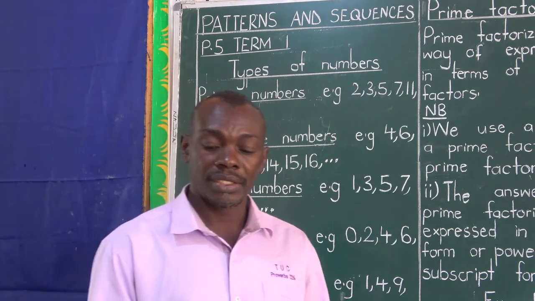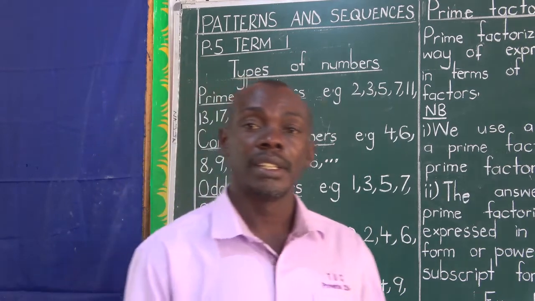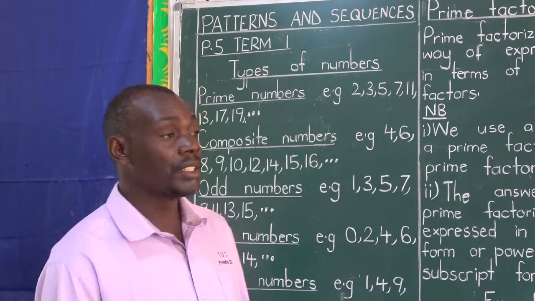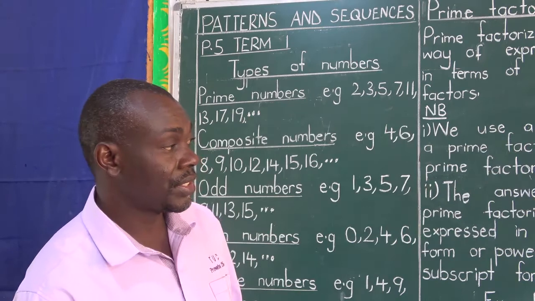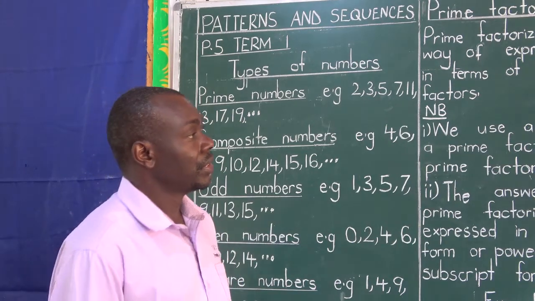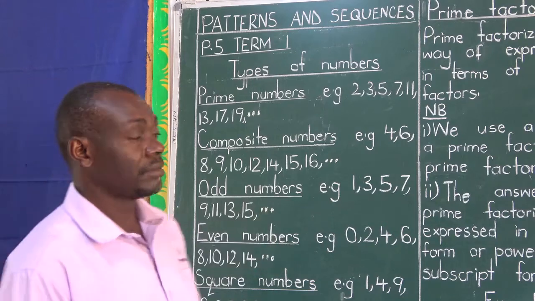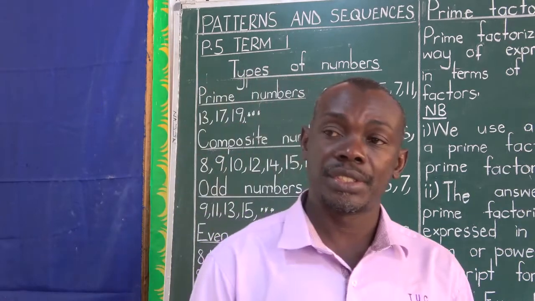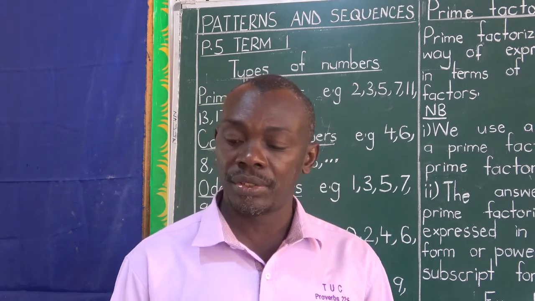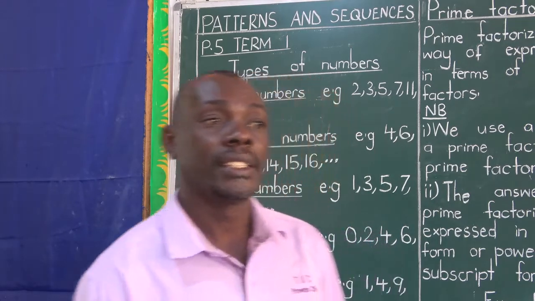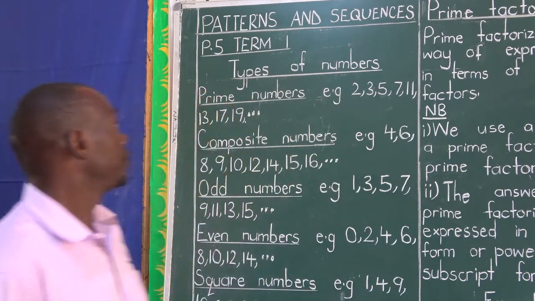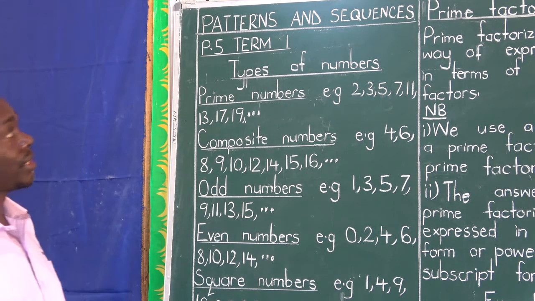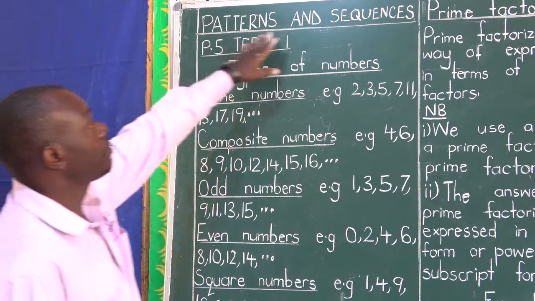Today I've come with patterns and sequences in this P5 class, which work will be found on page 78 all the way to 99. That is, if you followed this video properly, you would be able to answer all the activities for the said pages of 78 all the way to page 99 of that workbook of our P5 term 1, and you will be successful. Like I said, we are looking at patterns and sequences.